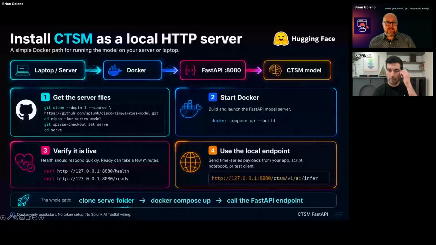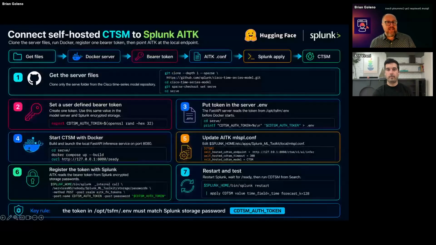If you're installing this on premises, it's basically the same thing, but there are a couple more instruction sets to get your bearer token that you want, and then to register the changes in AIDK in order to point over to that model. And with that, I'm coming in almost exactly at time.